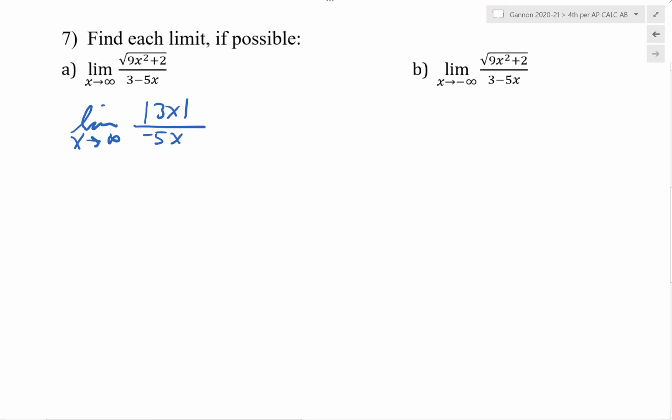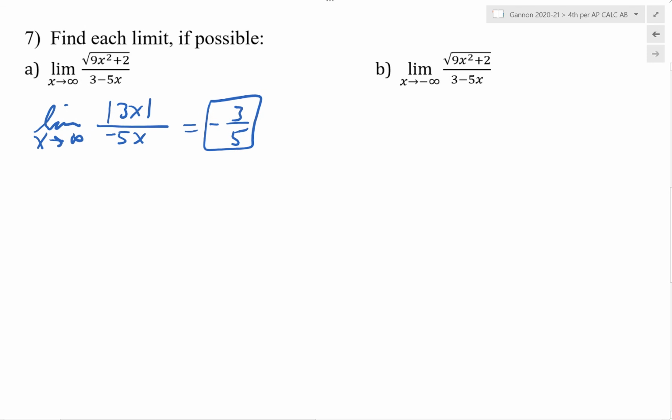All right, so at that point, what you would think about is, what am I plugging in? If the limit's approaching positive infinity, you're going to get a positive value in the numerator, and you're going to get a negative value in the denominator. So a positive divided by a negative, and again, the x's are going to cancel out. So positive divided by negative is going to give us -3/5.